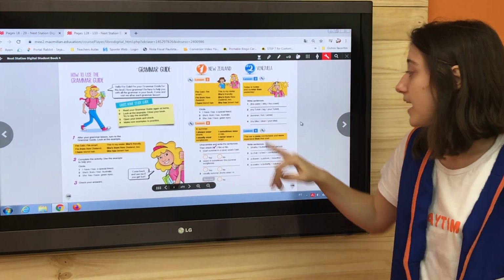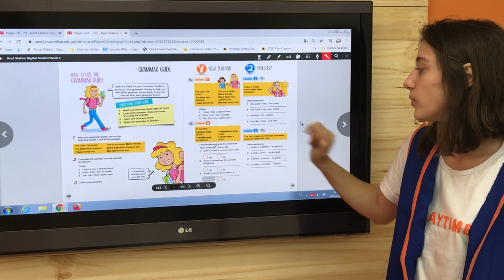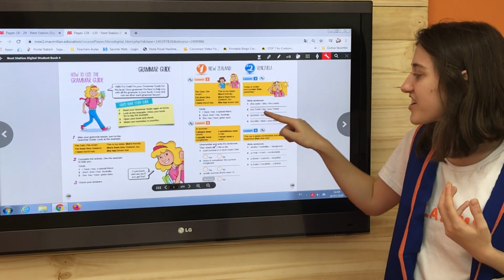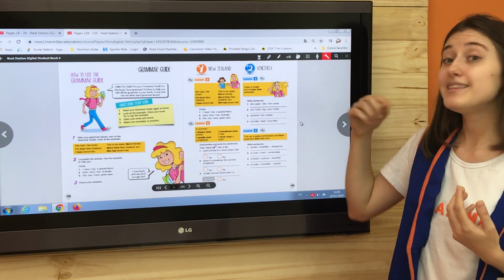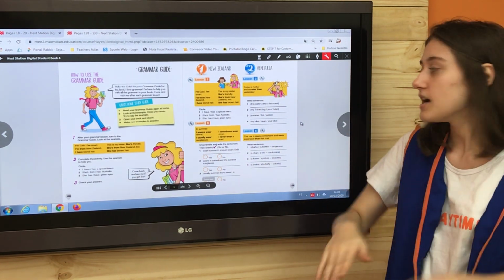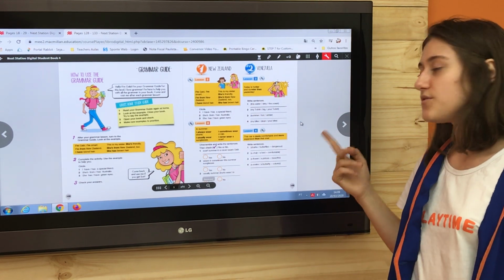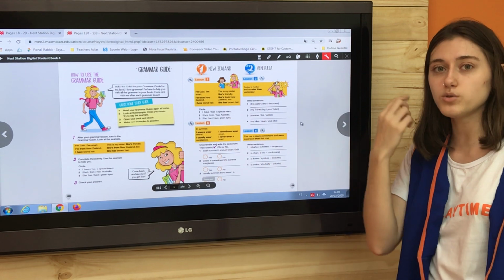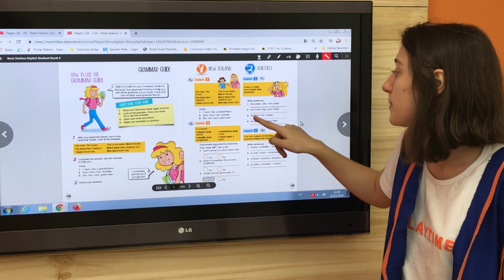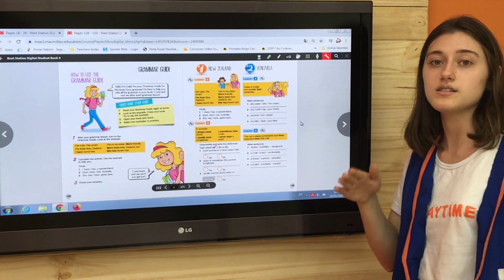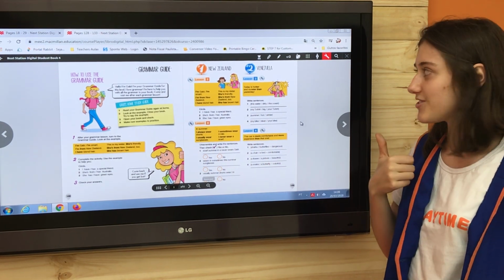Number 3, we have summer, hot, and winter. So summer is hotter. Double T as well, alright guys? Dois T's, because hot is CVC, consonant, vowel, consonant. Então a gente tem que dobrar o T, ok? So summer is hotter than winter. Summer is hotter than winter, okay?